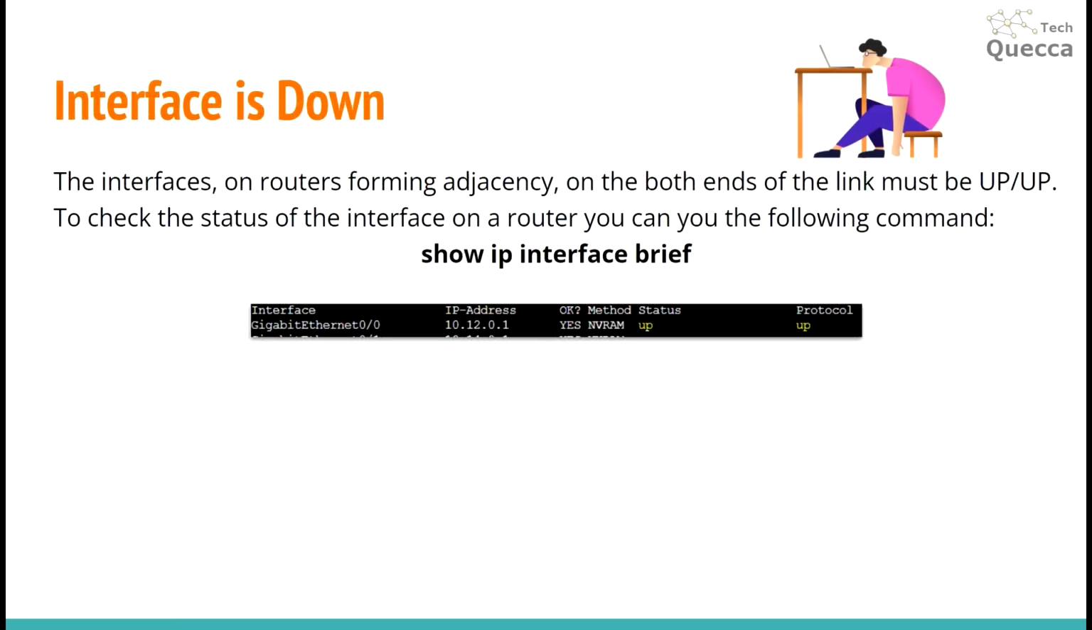Now let's review each previously mentioned reason for OSPF neighbor adjacency failing to form. First one is interfaces down. To check if the interface is in up state, you can use the command show ip interface brief, and you need to do it on both ends of the link, on interfaces of both neighboring routers. In the output, you can see that the status of the interface is up and the protocol is up. This is a good condition.